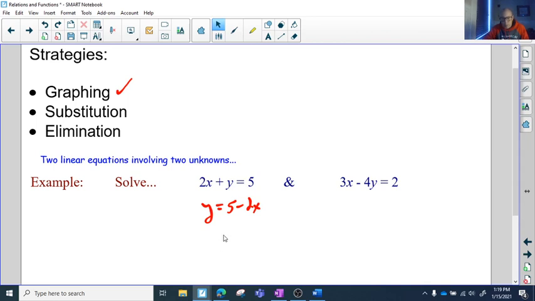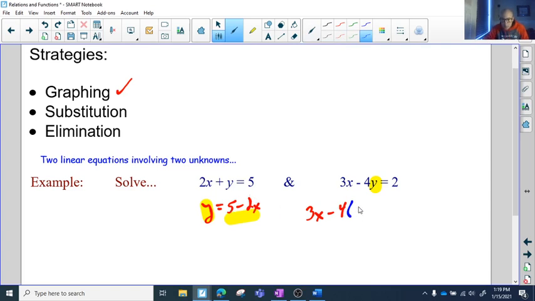Now remember, the goal of this is to find an x and a y that work in both equations, meaning the y here, we want it to be the same as the y over here. So what we're going to do is take this y and replace it with what y equals, which is this expression. That's going to make this equation: 3x minus 4, replace the letter y with what y is equal to, 5 minus 2x, is equal to 2. So now I'm going to solve this.